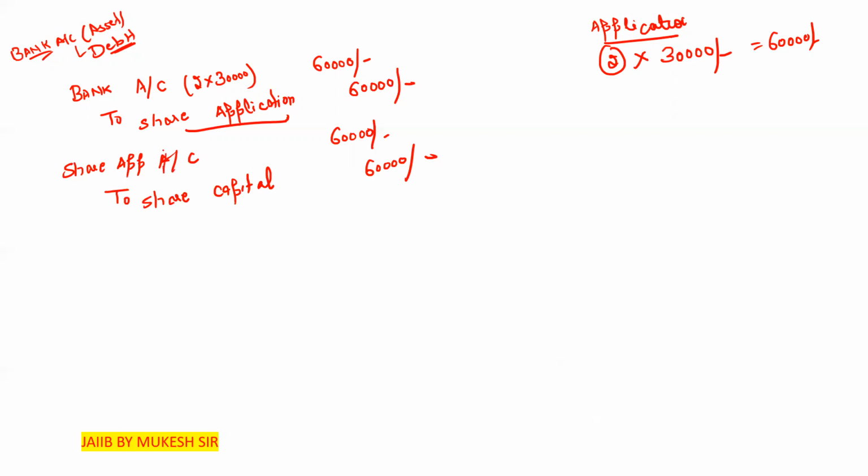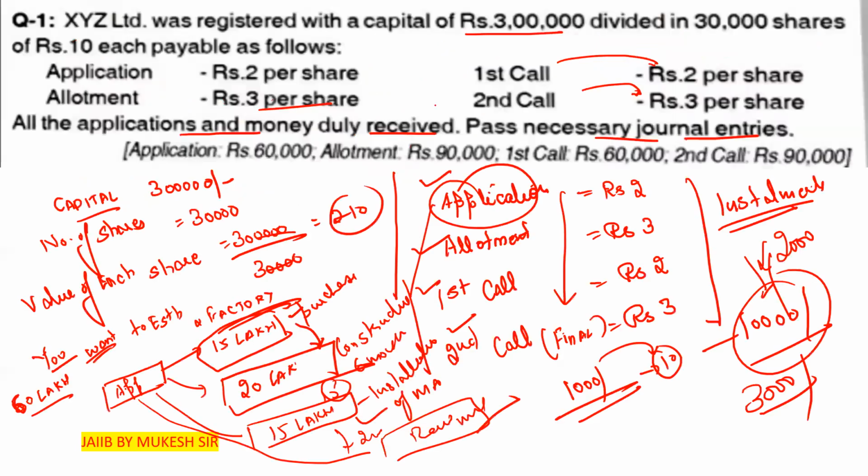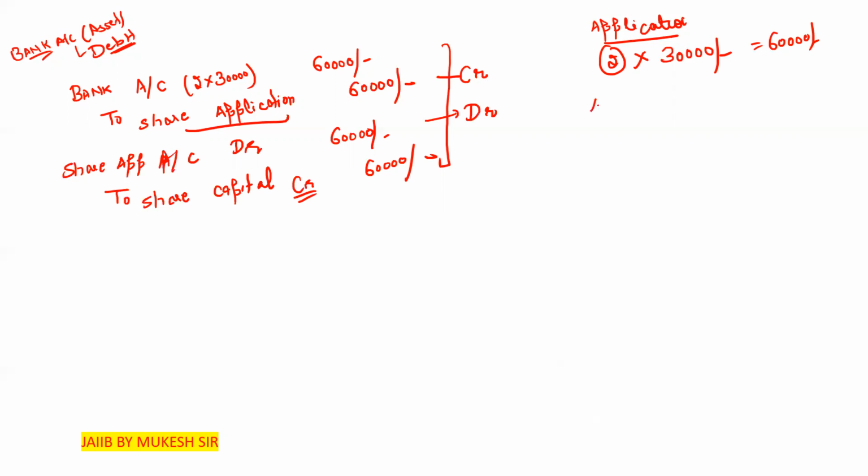In the next case, we have to debit the share application account and credit the share capital account. Here you have to see that this account we first credit, and later on we debit. So this is the overview of the first transaction, the application. Now, when the application is done, the next step is the allotment.